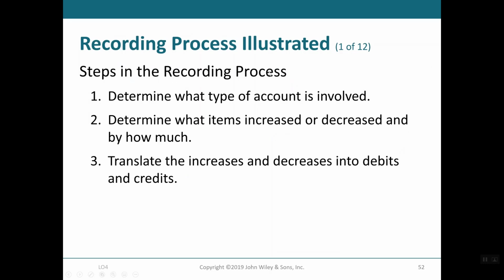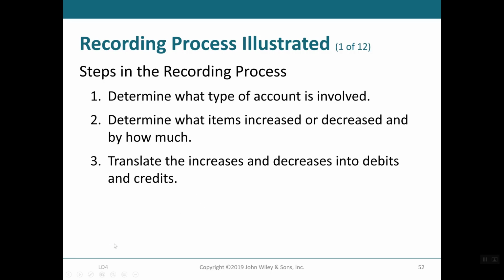Recording process illustrated. Steps to the recording process. Determine what types of accounts are involved. Cash account, equipment account, prepaid insurance, that's for assets. For expenses, could it be rent that you have to pay? Could it be telephone expenses? Could it be salaries and wages? You want to be able to determine what accounts are involved. Then determine what item increased or decreased and by how much. Translate the increases and the decreases into debits and credits.